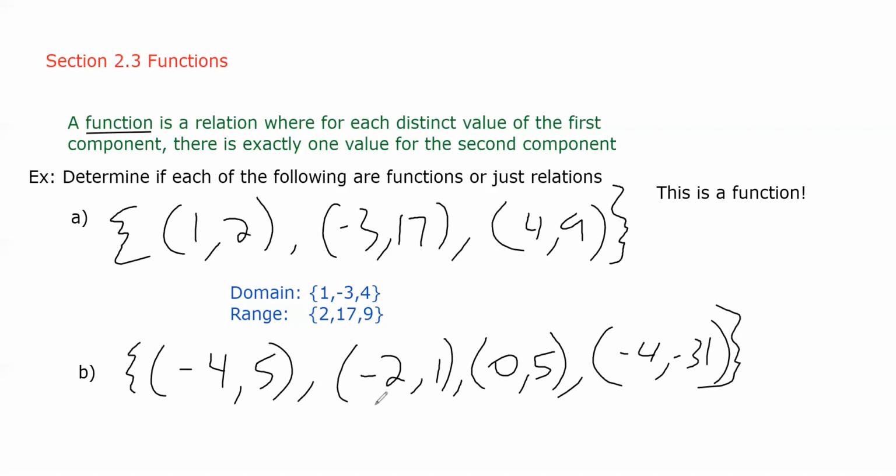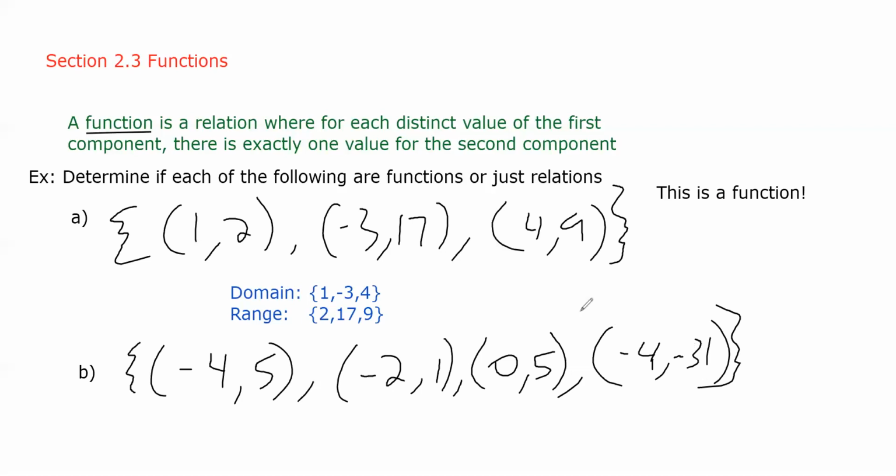All right, let's look at this next one. Negative 4 comma 5 is the first point. So what it does is it maps the x value negative 4 to a y value of 5. Again, that doesn't seem very profound, but we're going to see later on how powerful that actually can be. This one maps a negative 2 to a 1. This one maps a 0 to a 5. But this one maps a negative 4 to a negative 31.